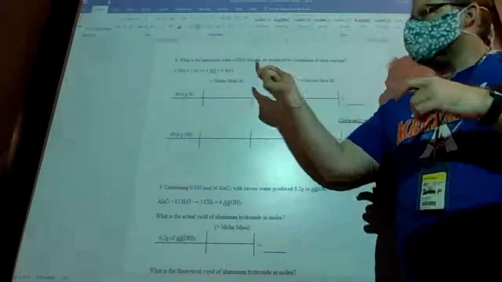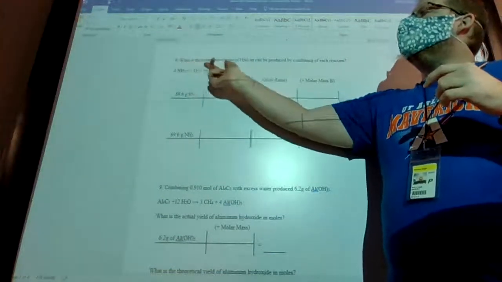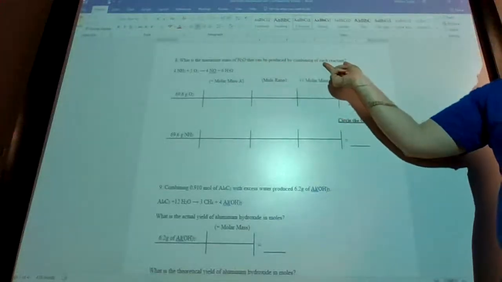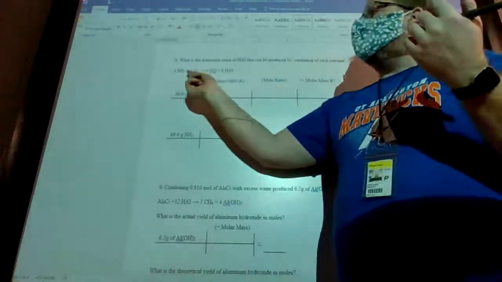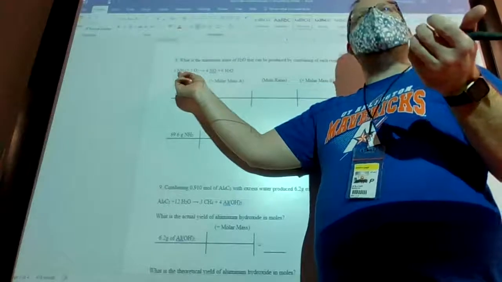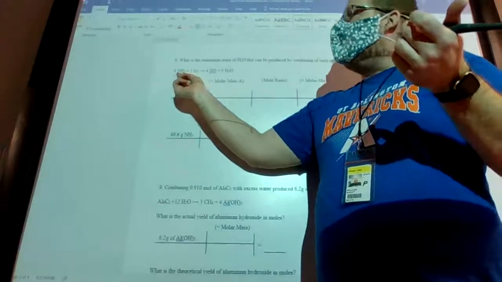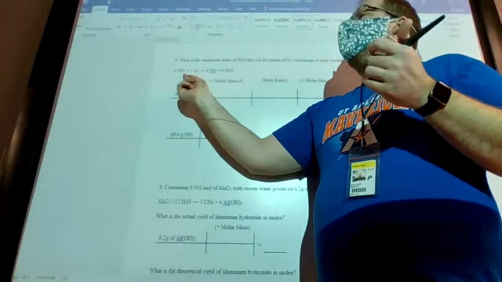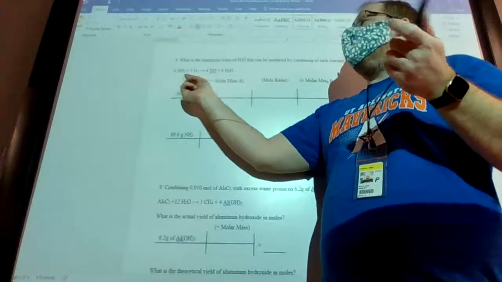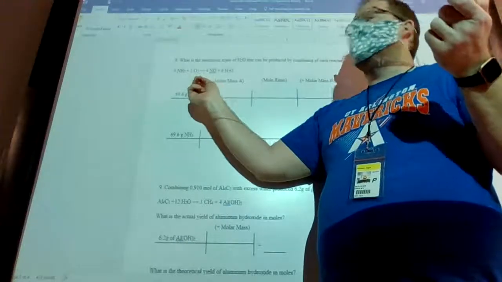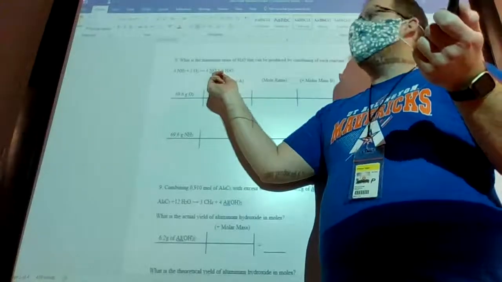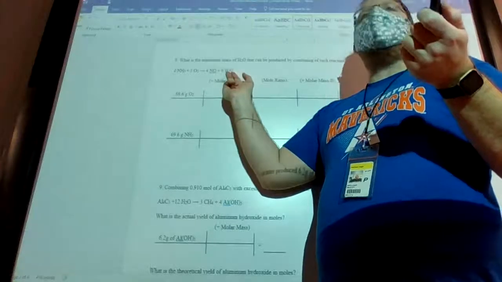This is a problem. What they say is, what is the maximum mass of H2O, water, that can be produced by combining each reactant? And then they give us the equation. So we're combining ammonia, NH3. I'm still not sure about that. But you're combining that with oxygen, which is what? If I'm combining something with oxygen, what am I doing? Combustion. I'm burning it. So I'm burning ammonia with oxygen. It's producing nitrous oxide and water, H2O.